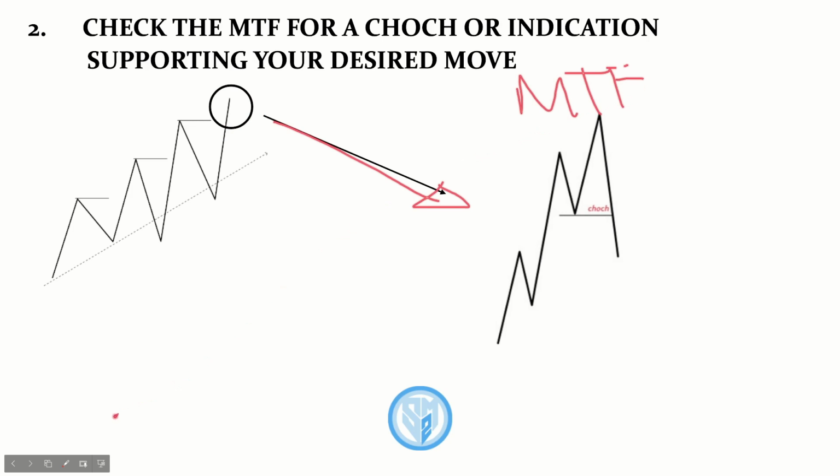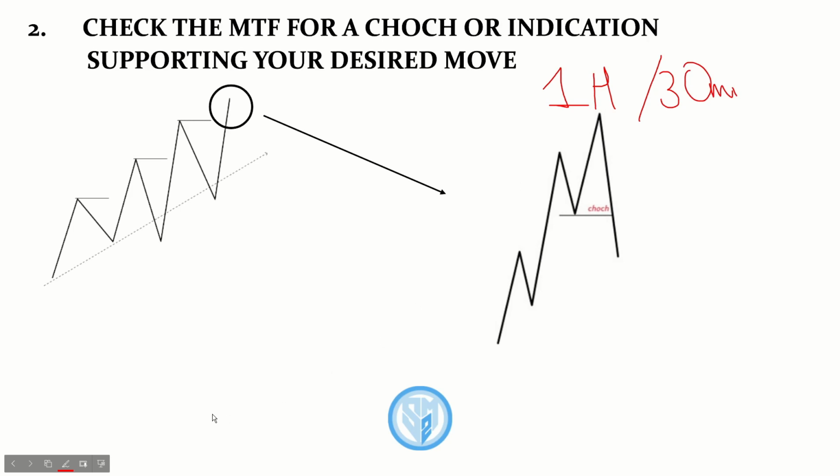So let's say this is the 1 hour, 30-minute. Okay. Now what I'm going to do is simply look for a break of structure towards the downside, because my bias is that price is oversold. So I'm expecting a retracement towards the downside. So I'm going to go on the 1 hour or the 30-minute and look for a break of structure towards the downside.